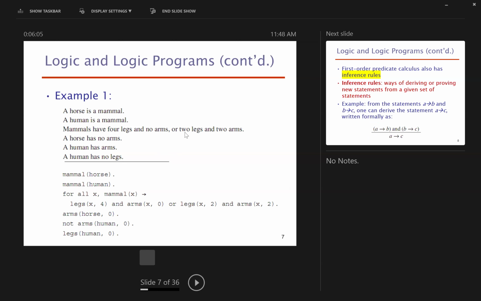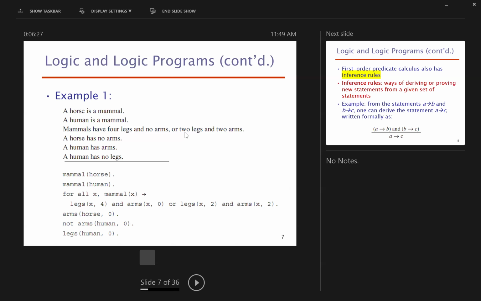Okay, so we have one example. Here we say a horse is a mammal. So these are our facts now. A horse has no arms, humans have arms, etc. And now what is represented here is the same thing represented here.